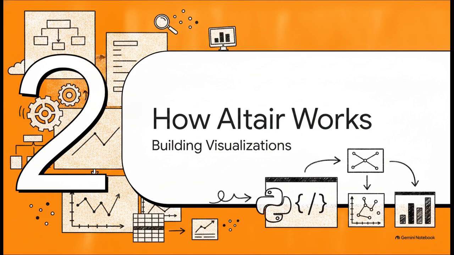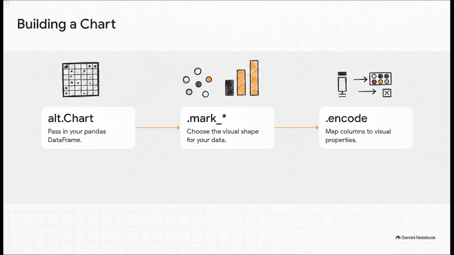Moving right along to section 2, how Altair works and how we actually build these declarative visualizations. Let's see how this actually works in code, because creating a chart in Altair relies on a really elegant rule of 3. And it's quite a departure from the imperative style we're used to. First up, step 1, alt.Chart, where you simply pass in your Pandas DataFrame. Easy enough. Step 2, you chain on a mark method. This tells Altair what visual shape should represent each row of your data. So you'd use .mark_point for a scatter plot or .mark_bar for a bar chart. And then, and this is the critical part, step 3, you chain on the encode method.